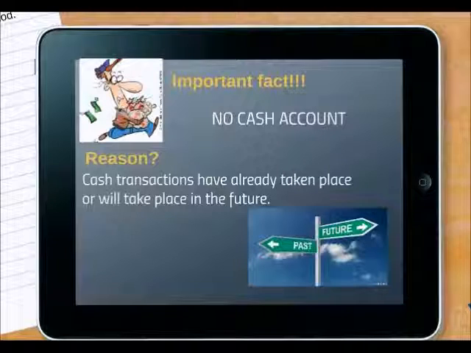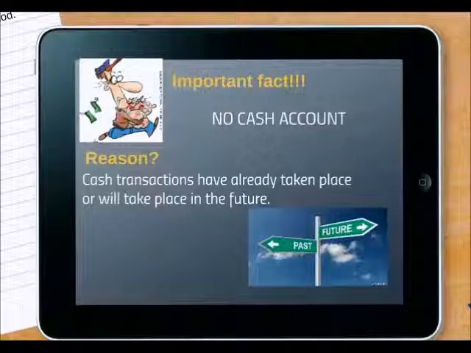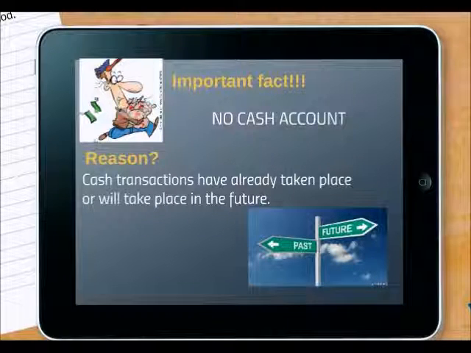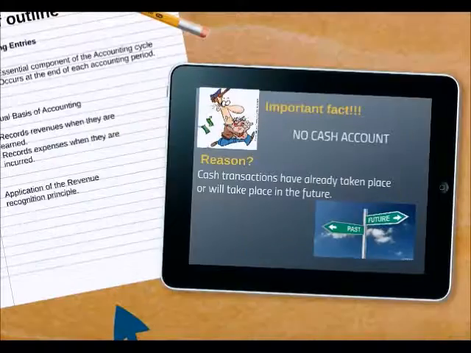An important fact is that adjusting entries do not include the cash account. The exchange of cash does not always coincide with the earning of a revenue or an incurrence of an expense.